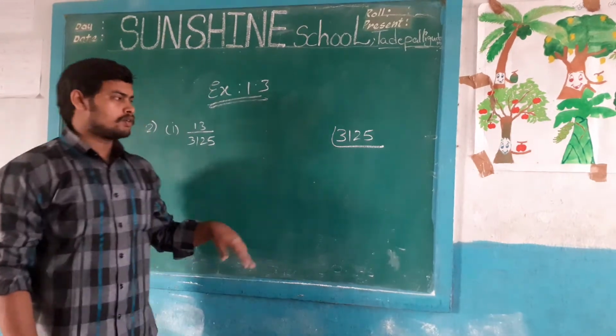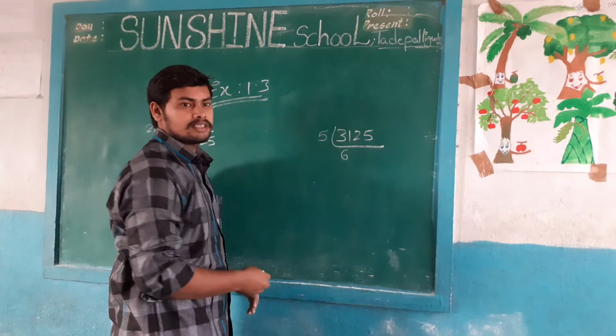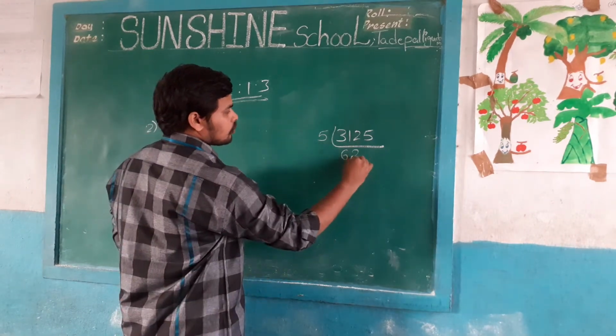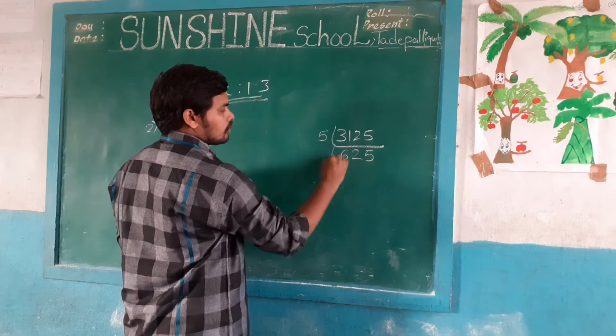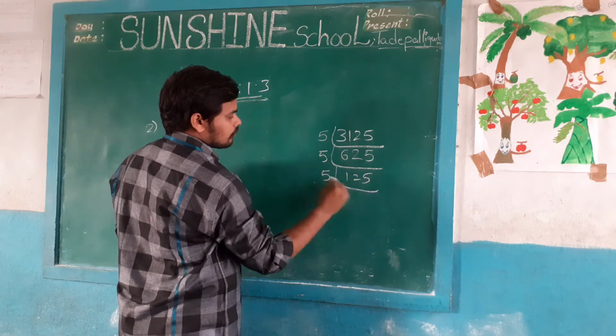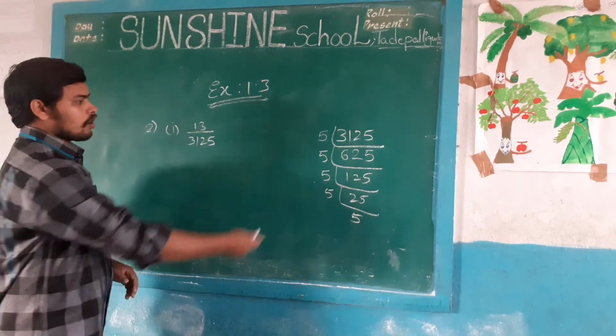3125. So first equation: 5 sixes are 30, 1 2 10, 12; 5 twos are 10; 2 5, again 5. 120 times, 5 25 times, 5 5 times. So how many 5s are there?